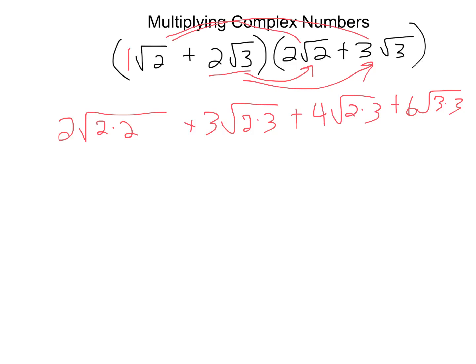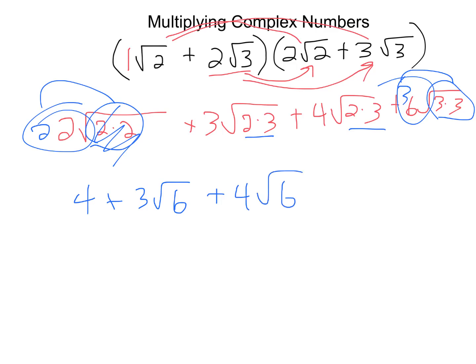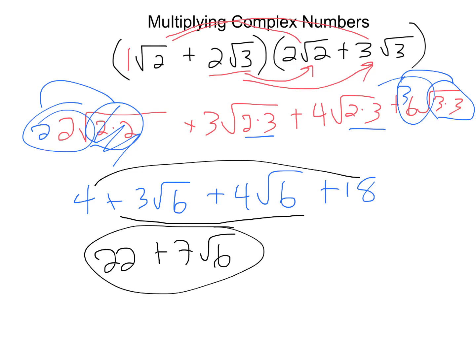Okay, so now from here, let's pull our perfect groups. This will kick out as 2. So 4. Nothing here, nothing here. This will kick out as a 3. So this will be 3 radical 6 plus 4 radical 6 plus 18. Okay, now combine your like terms. 4 and 18 is 22. 3 rad 6 plus 4 rad 6 is 7 radical 6. And we're done.